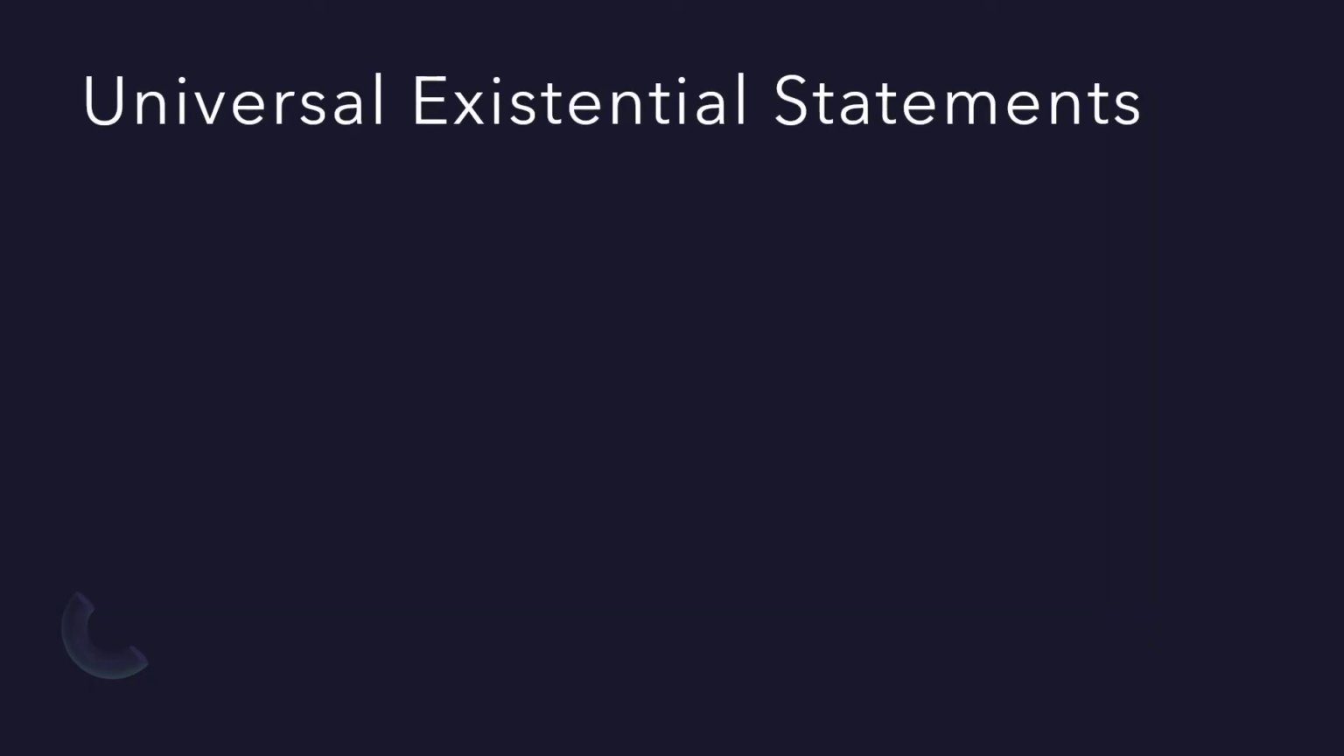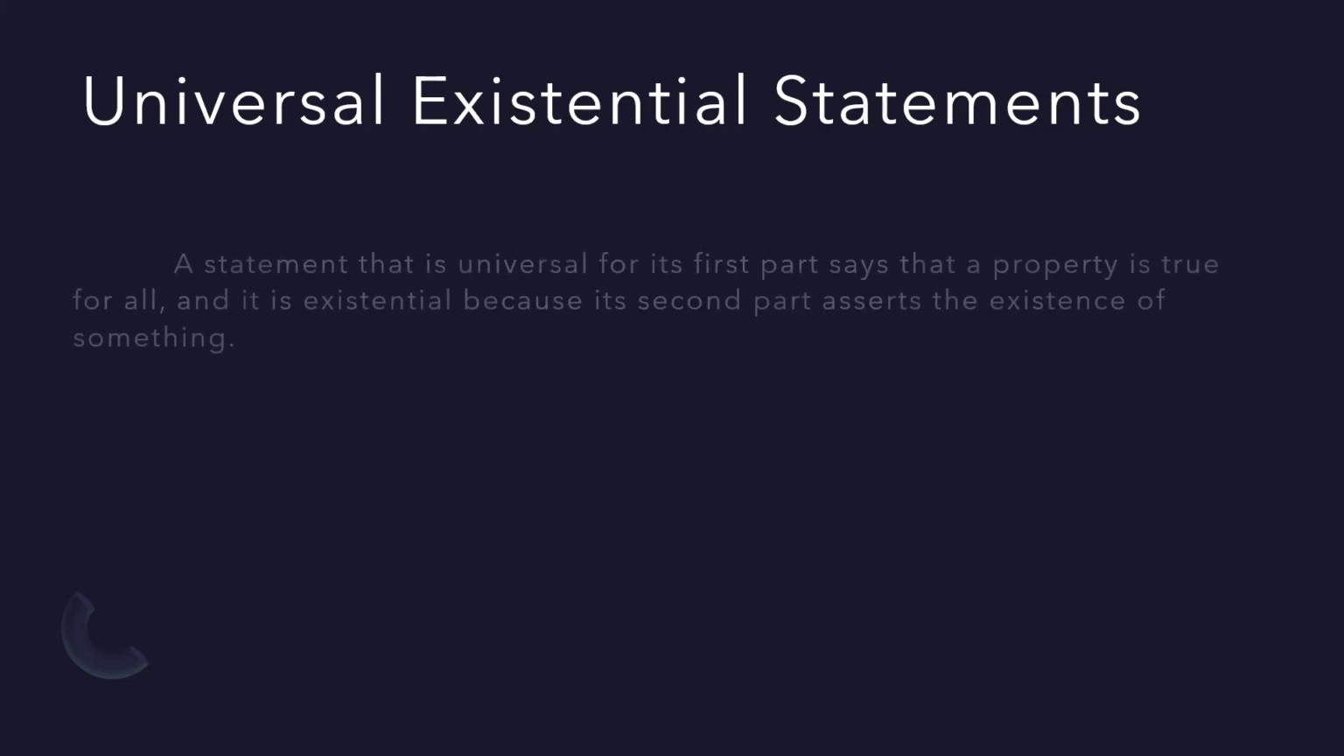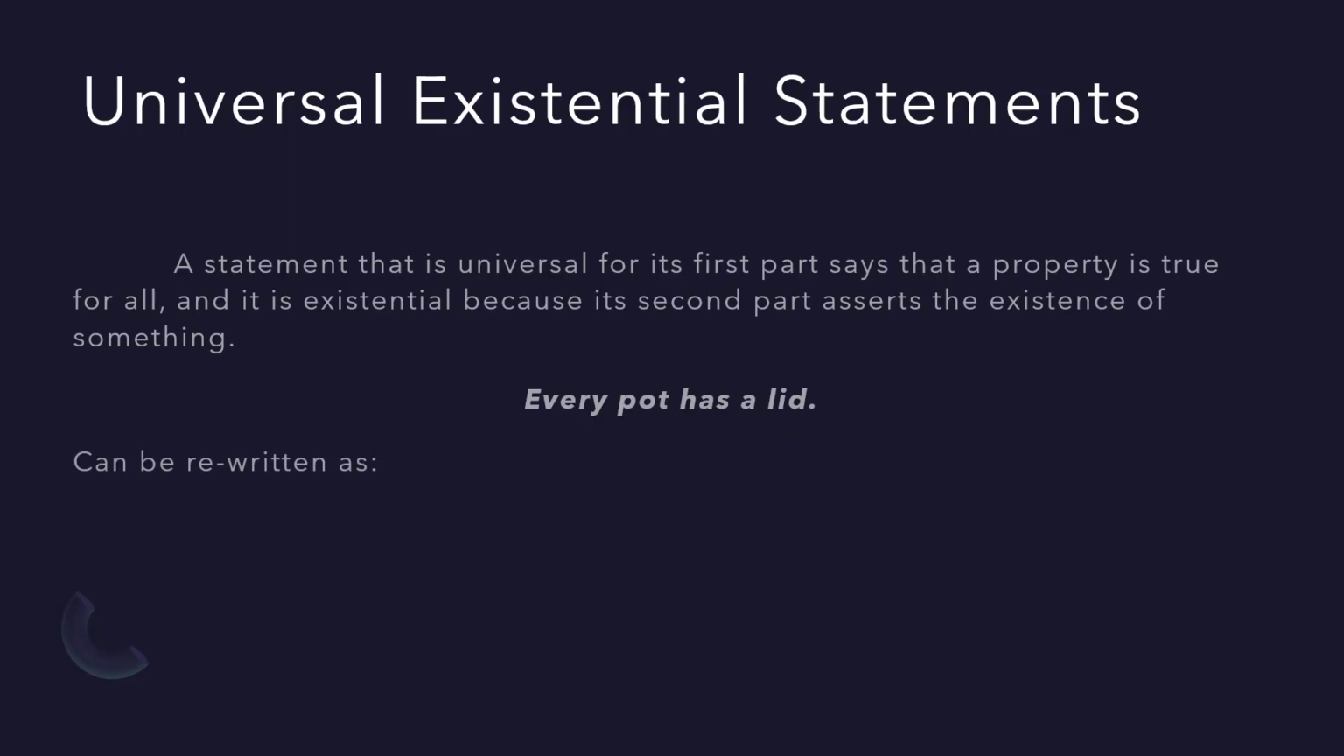So we have the universal existential statements, no? When we say universal existential statements, a statement that is universal in its first part says that a property is true for all, and it's existential because the second part asserts the existence of something. For example, every pot has a lid, no? So alam natin na lahat ng pot ay may takip dapat. It can be rewritten as all pots have lids, no?